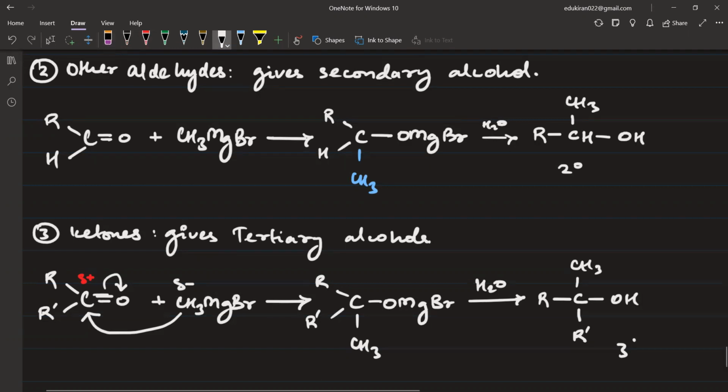After the addition of water, it is simple. We have H, OH: hydrogen gets attached to this oxygen, OH gets attached to this Mg. Got it?